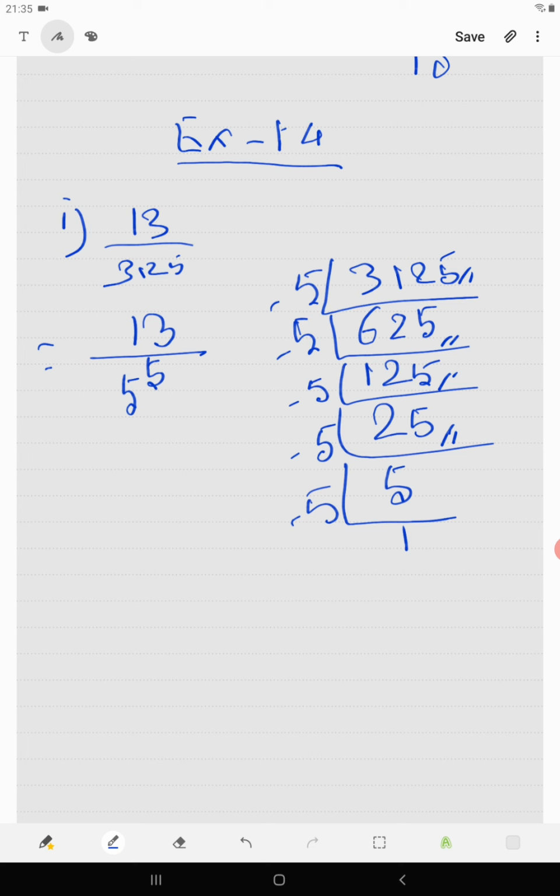How many 5s are there? That becomes the power. If suppose 3 into 3 into 3 into 3, some of you might know, some of you might not know, for them I am explaining: since there are four 3s, 1, 2, 3, 4, in the power form it will be written as 3 to the power 4. So how many 3s are there, that becomes the power of the number.